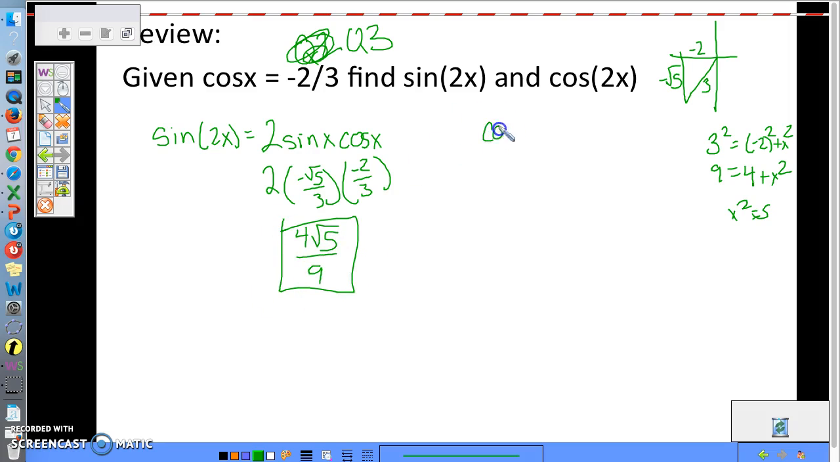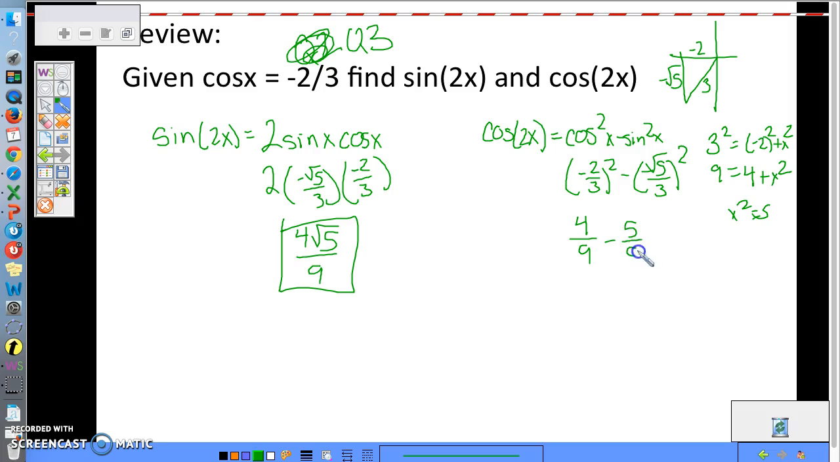And then the cosine of 2x. That is equal to our cos squared minus our sine squared. So our cosines, we have negative 2/3 squared minus negative root 5 over 3 squared. So we have 4/9 minus 5/9, so we have negative 1/9.